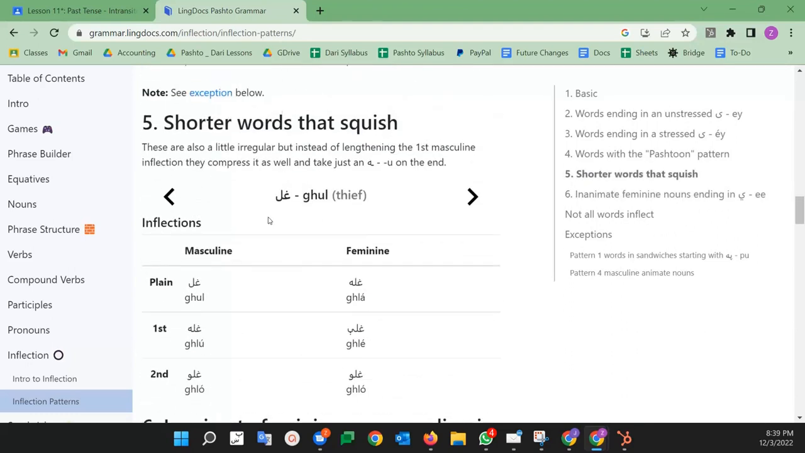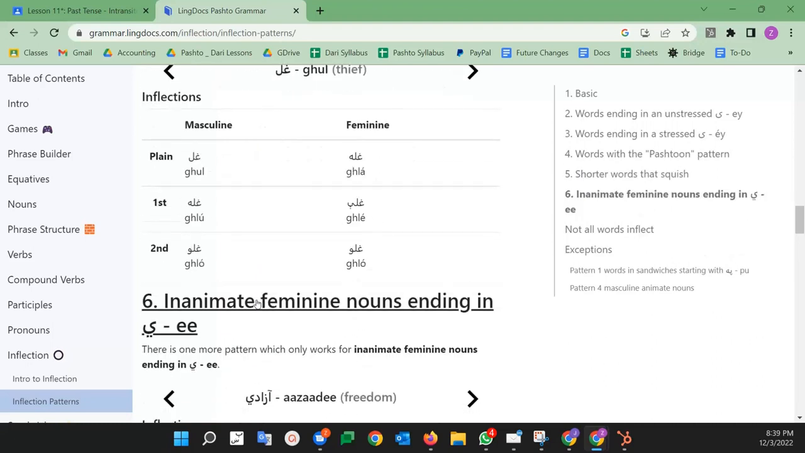Okay, and then number 5 is shorter words that squish. So these are also really irregular in a sense. You have aghal, and he calls it squishing because then you see they cut out this U, and the L just squishes together, and then you add an ending. So aghla or aghlo, okay? And feminine similar, aghla, aghle, aghlo. I'm sorry, similar to how it's been in other feminine endings, a, e, o.